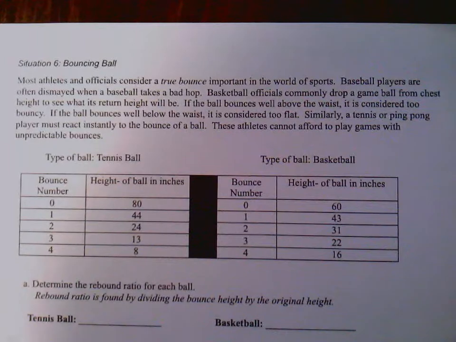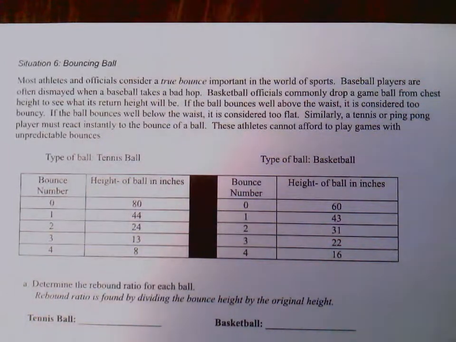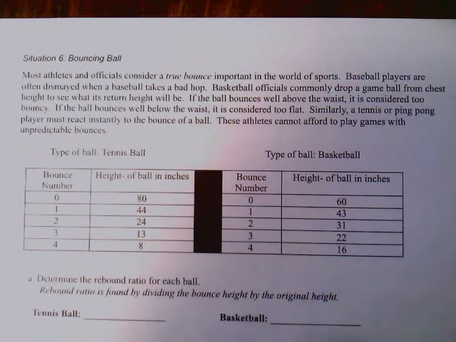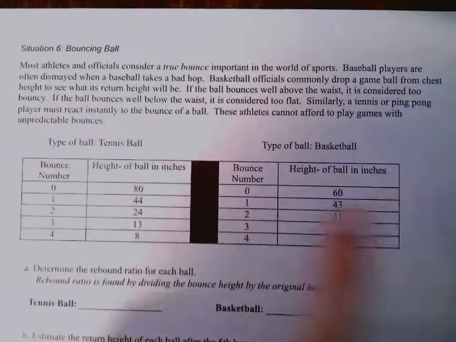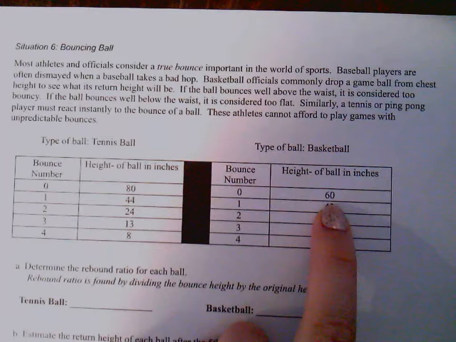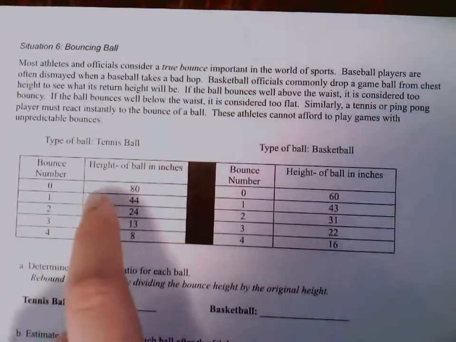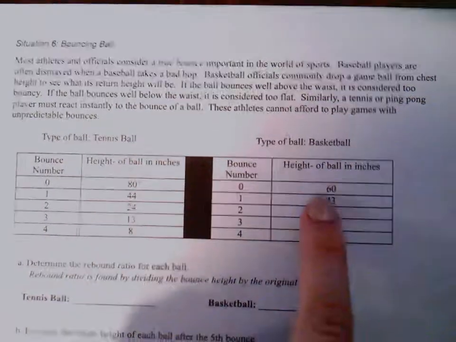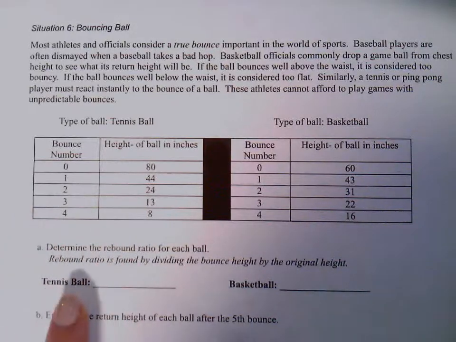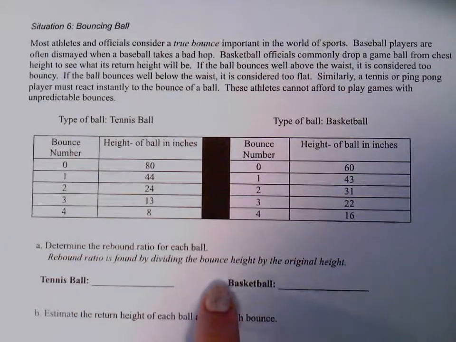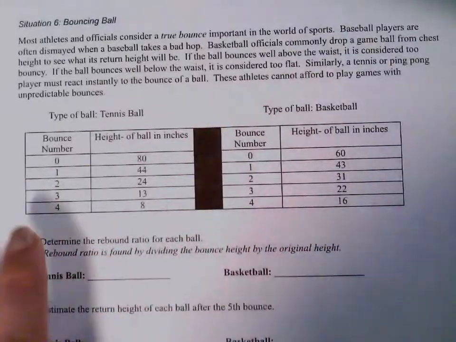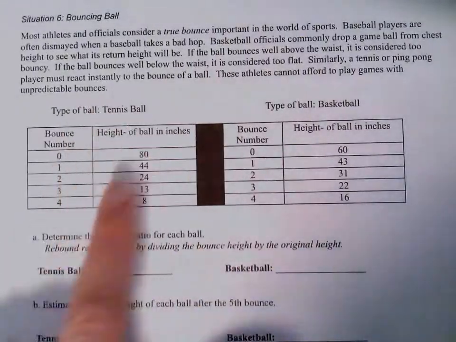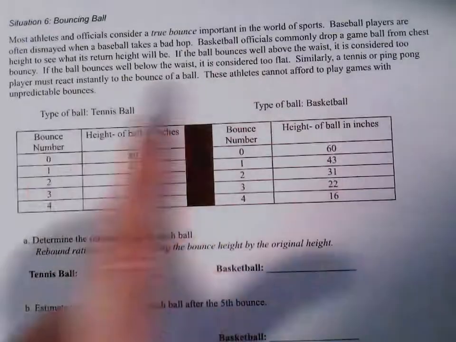Here's just some data that was collected. This was a tennis ball. They bounced it sometimes. Here's a basketball, tennis ball, basketball. Notice they dropped them from different heights. So it's hard to compare. This is not like comparing apples to apples. So the rebound ratio is found by dividing your bounce height by your original height. That will be able to compare apples to apples. Starting at different heights, I can't compare this data.